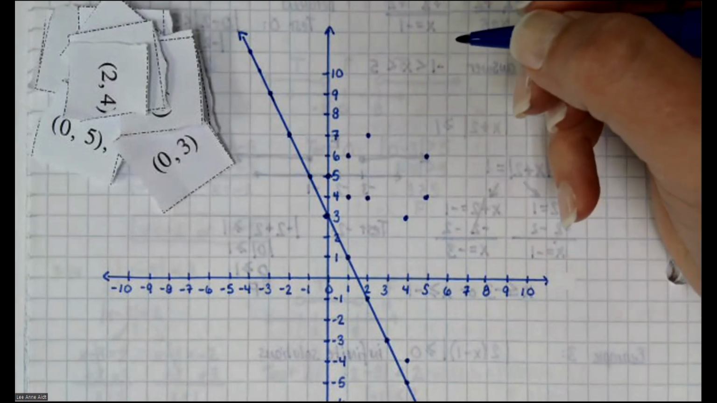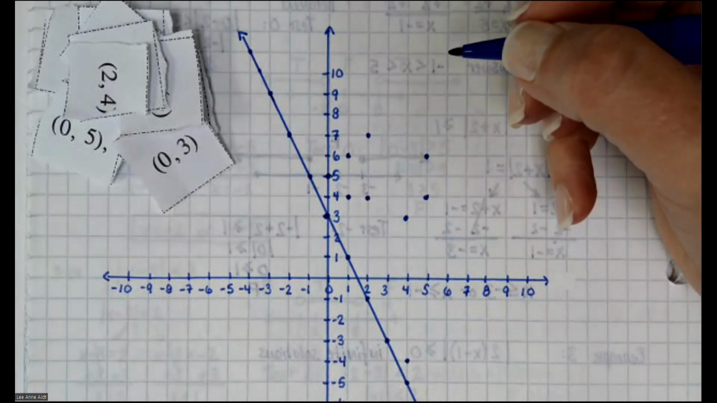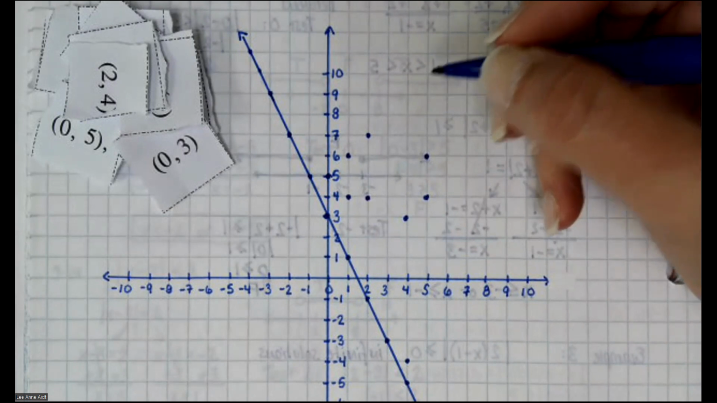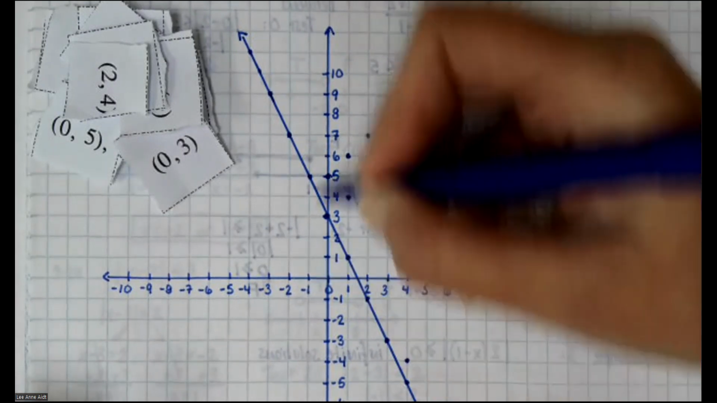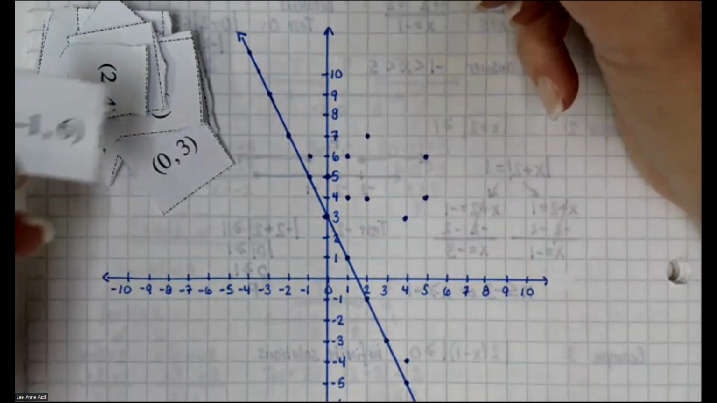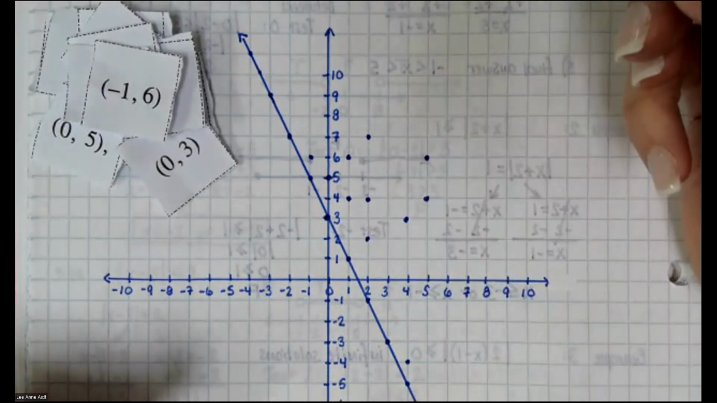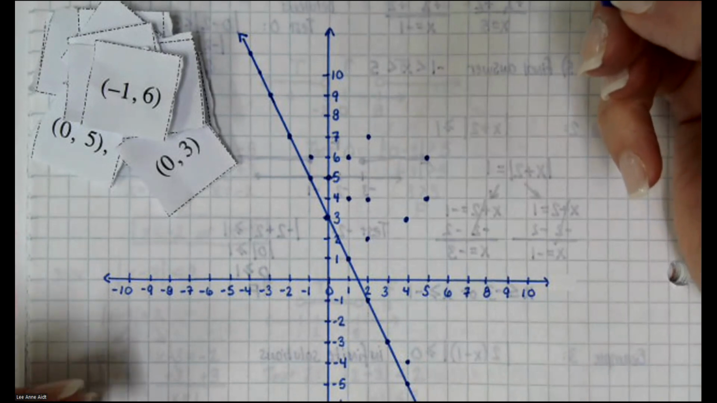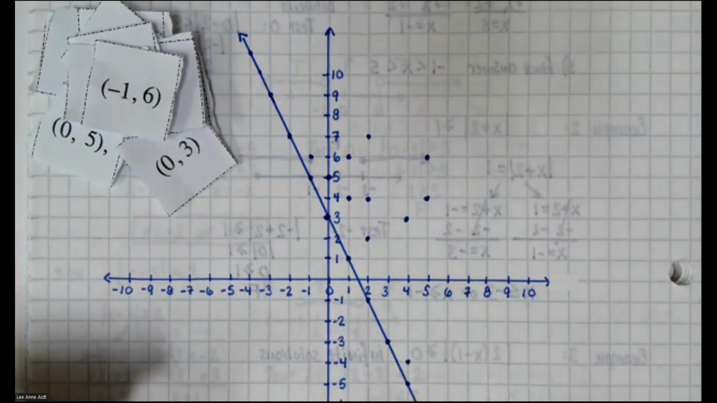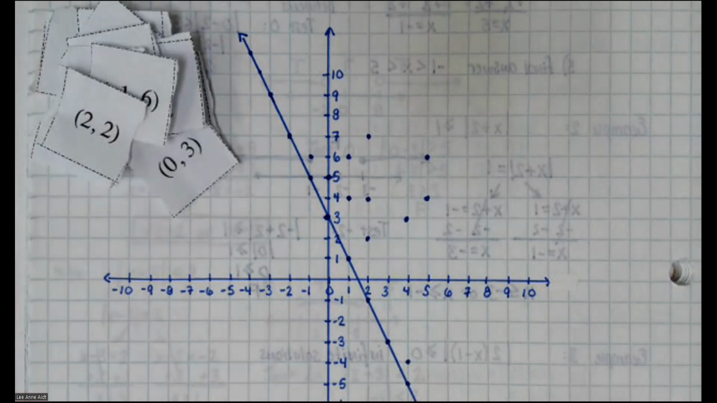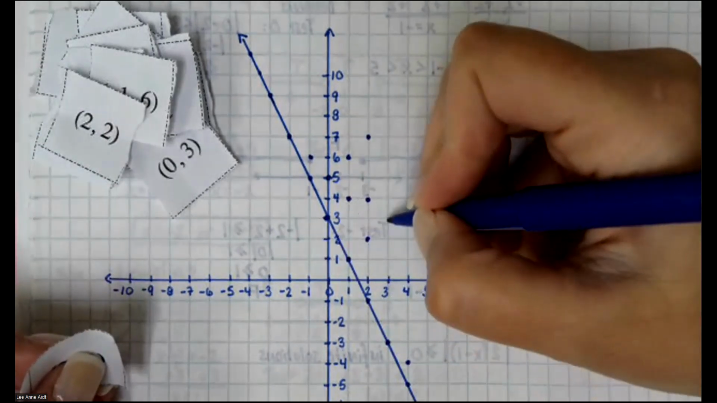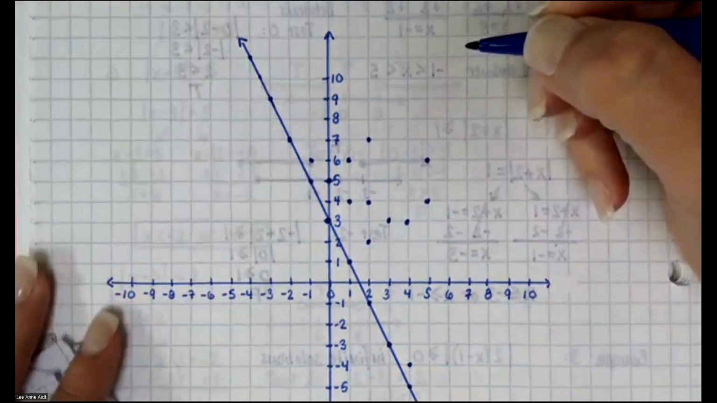Are you guys able to tell which side is true and which side is false? -1, 6. 2, 2. I like to think of it as above the line because the symbol is greater than. But we have to be really careful when we talk that way. But yes. Okay.